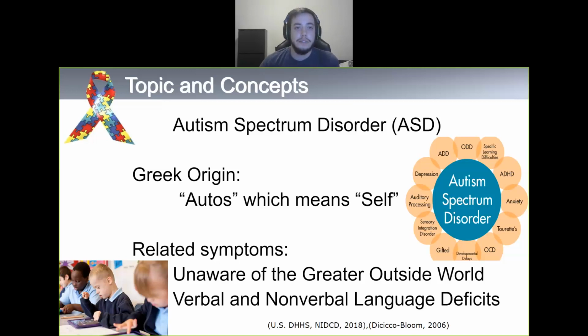The word autism is derived from the Greek word autos, which means self. People with ASD, autism spectrum disorder, are often characterized as self-absorbed and seem to exist in their own private worlds. They have limited abilities to successfully communicate and interact with others. This is because they have difficulty developing language skills and understanding what others communicate to them.